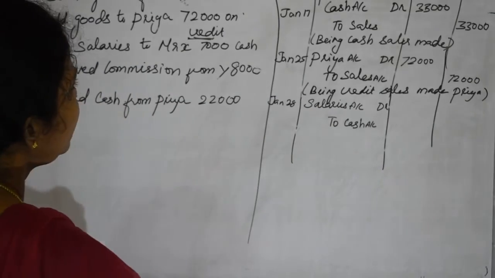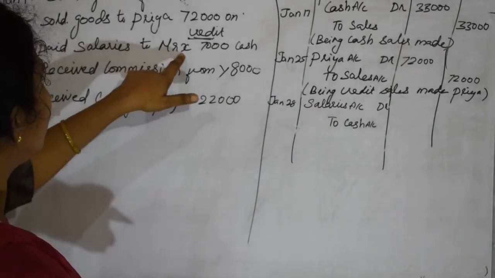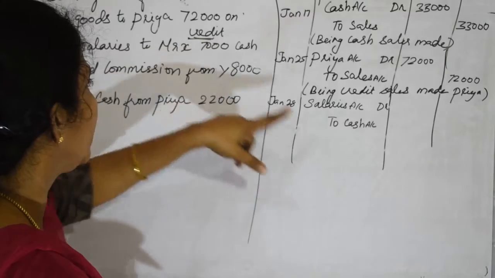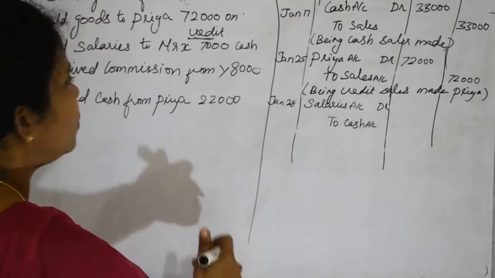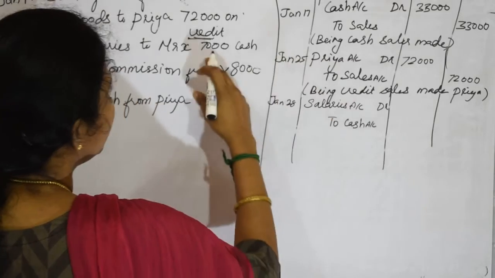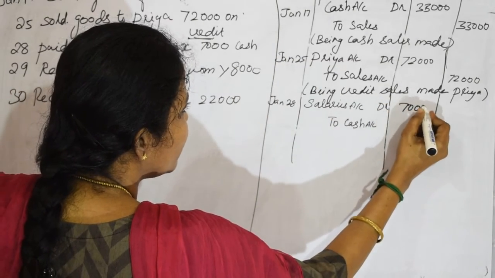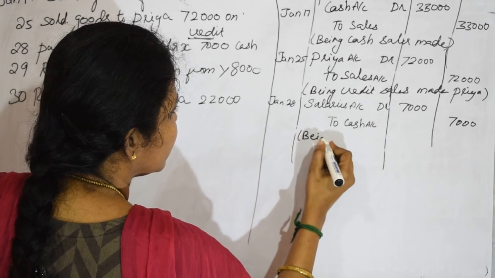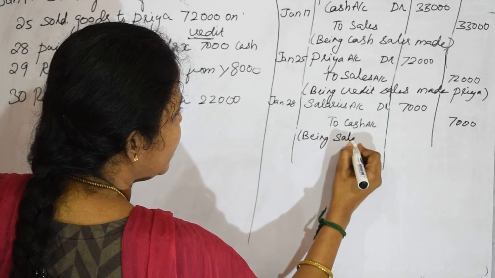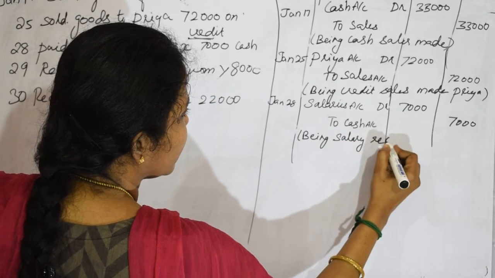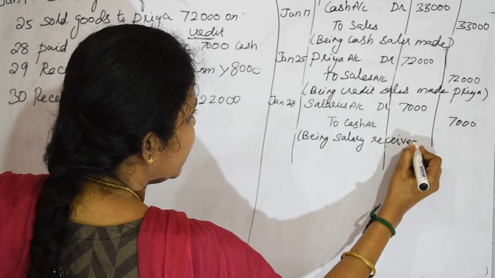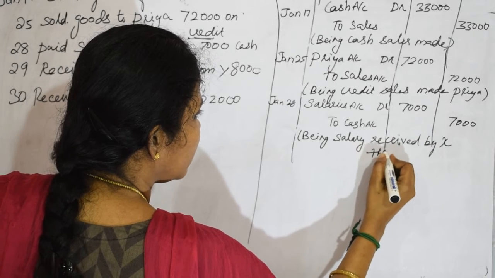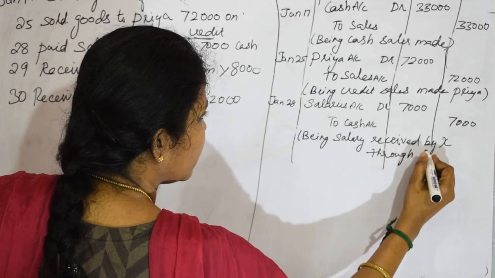Here Mr. X is receiving through way of cash. So debit the receiver, credit the giver. The giver is the cash. So by way of salary, he is receiving cash of rupees 7,000. So being salary received by X through cash.